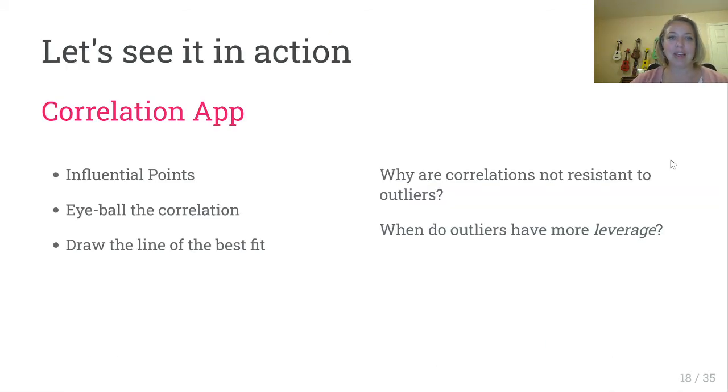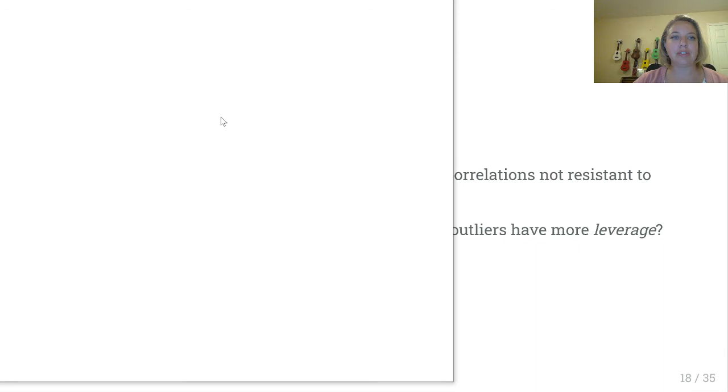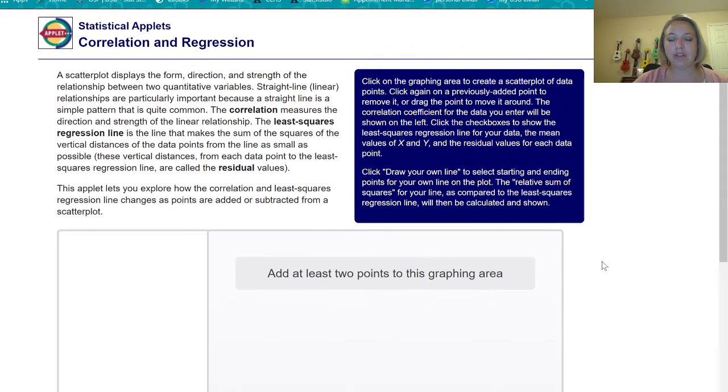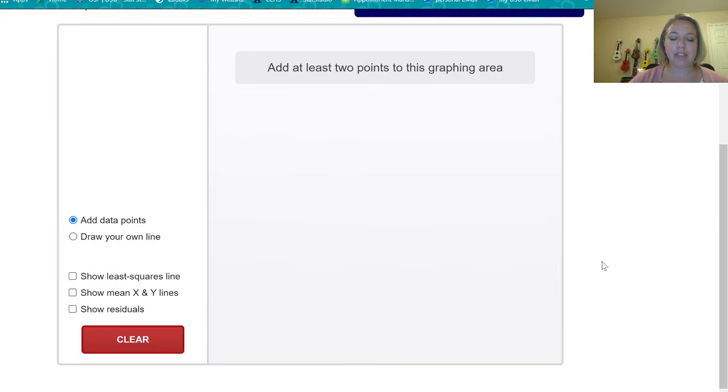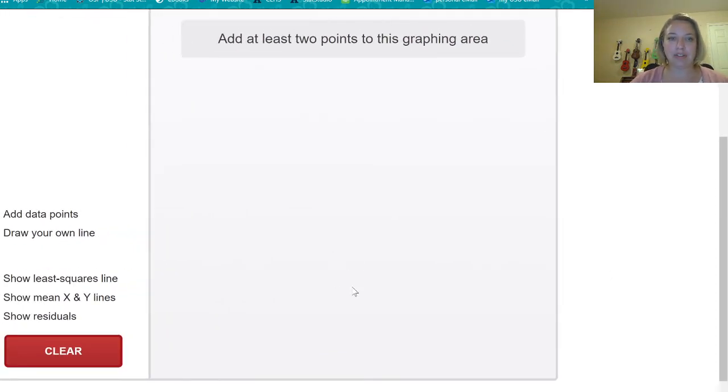Okay. So we're going to go into this correlation app, and we're going to look at influences of outliers, eyeballing correlation, drawing a line of best fit, all these great things. Okay, so I've been using this applet, this interaction, for many, many years. It's one of my favorites.